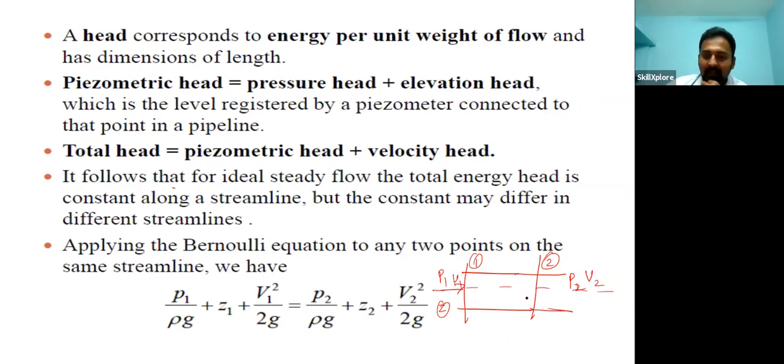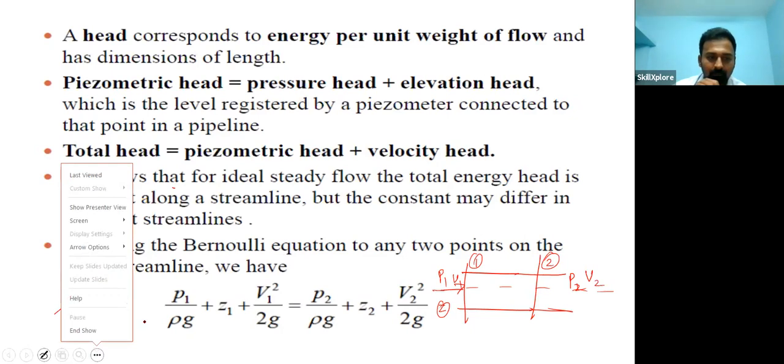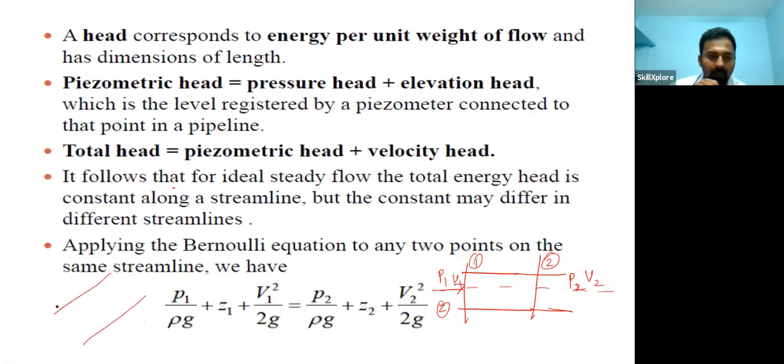If in case I lift this second portion to an elevation like this, now it is the first section and the second section. If I elevate this section, what will happen?